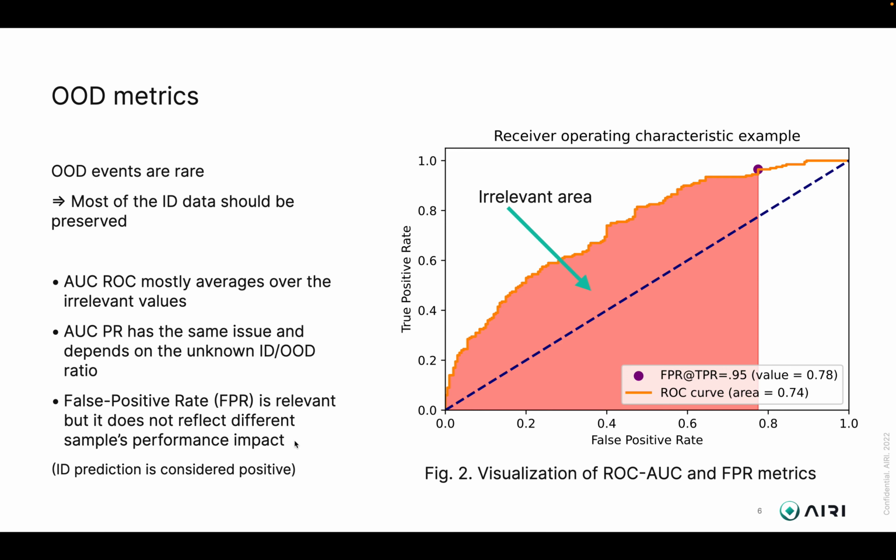The same holds true for another classification metric, area under the precision-recall curve. But this metric also depends on the unknown ratio between in-distribution and out-of-distribution data. False positive rate at a given threshold is the only relevant metric. However, it also doesn't represent a different sample impact.